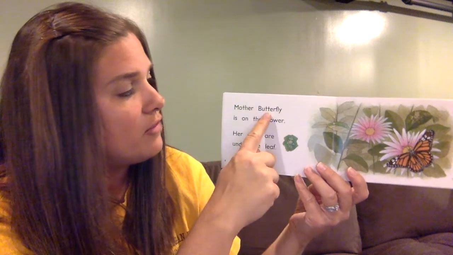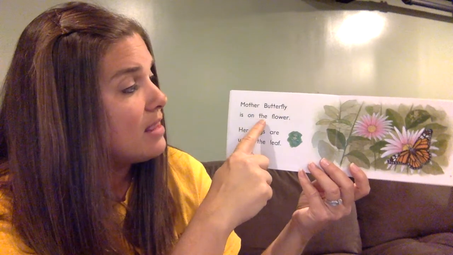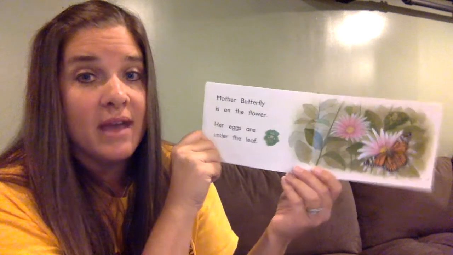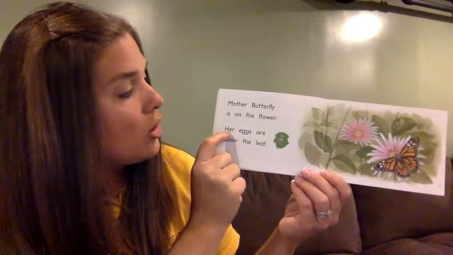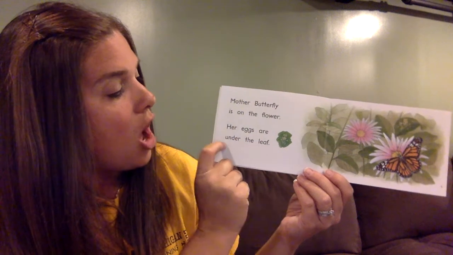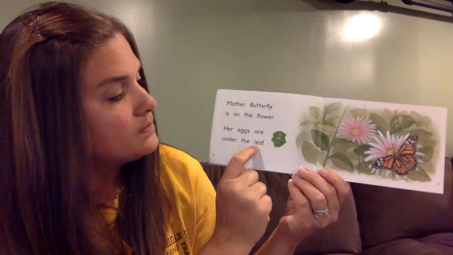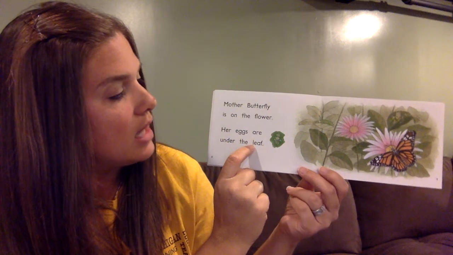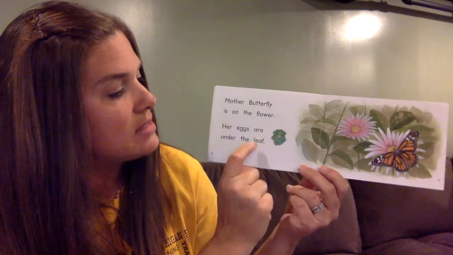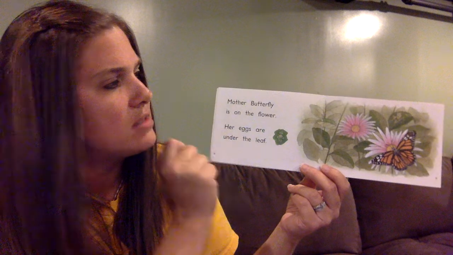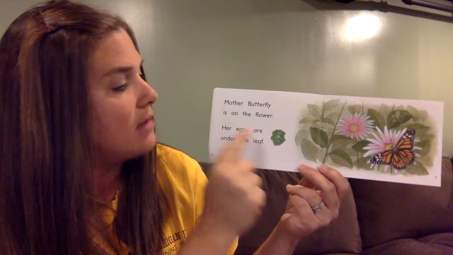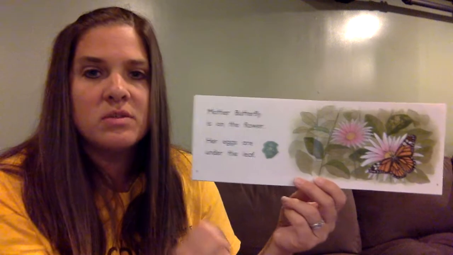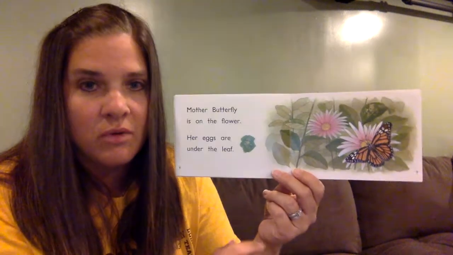Mother butterfly is on the flower. That picture helped me read that really big word. Her eggs are under the, that's a word I'm not sure of. I see an L at the beginning. Oh, it would make sense. Leaf. I'm going to go back to reread that. Her eggs are under the leaf. Oh, all those powers made it so I was able to read that page.